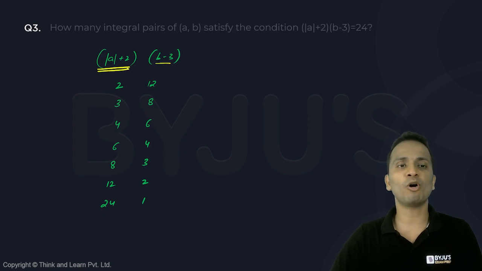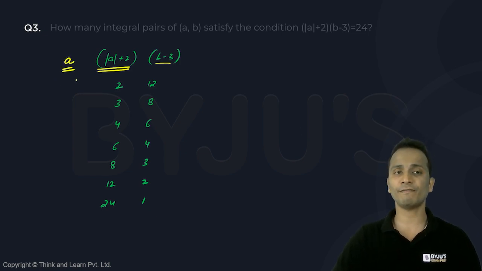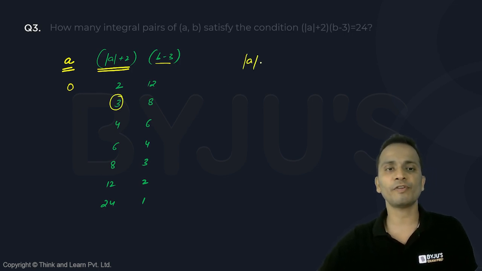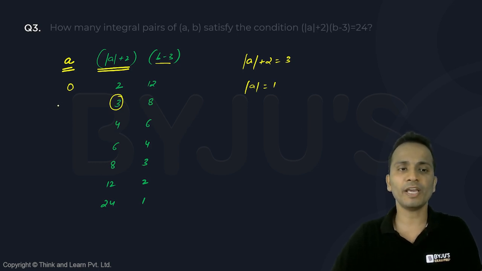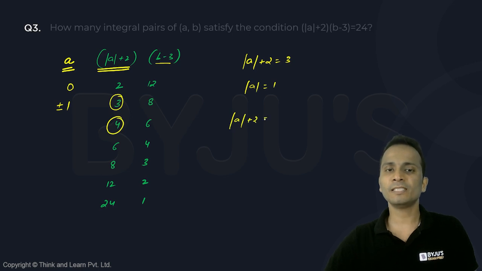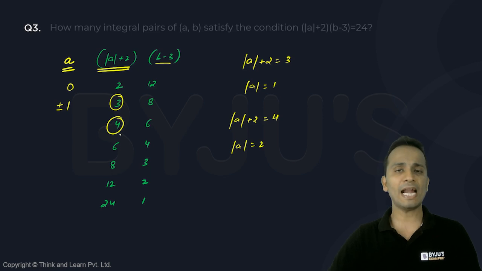Now, look at the first bracket, which is modulus of a plus 2. Modulus of a plus 2 is equal to 2. So, in this case, I'll write the value of a. The value of modulus a will be equal to 0, and hence the value of a will be equal to 0. So there will be a single value of a. But if modulus of a plus 2 is 3, then the value of modulus a will be equal to 1. And that will give me two corresponding values of a, that is plus or minus 1. Similarly, when modulus of a plus 2 is equal to 4, modulus a will be equal to 2, and hence I'll get two different values of a, which will be plus or minus 2. So for all the remaining cases, I'll be getting two different values of a.